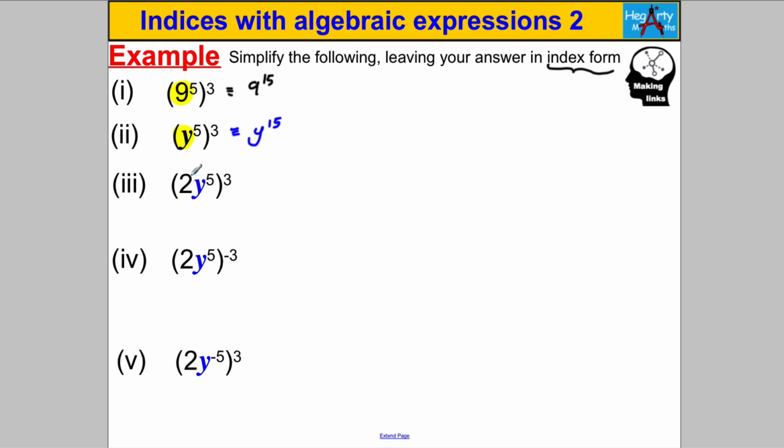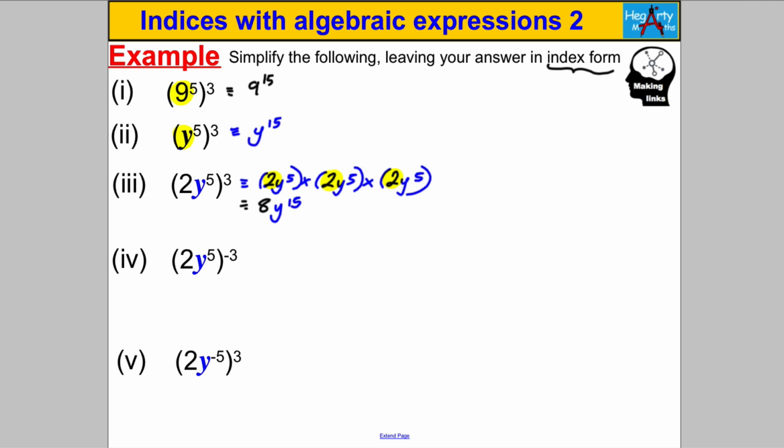What about this one? The brackets around the 2y to the 5 mean it's 2y to the 5 getting cubed, multiplied by itself 3 times. So with these, I find it easier just to say that's 2y to the 5 multiplied by 2y to the 5 multiplied by 2y to the 5. Because I can multiply in any order, I'm going to do 2 times 2 times 2, which gives me 8. And y to the 5 times y to the 5 is y to the 10, times another y to the 5 is y to the 15.